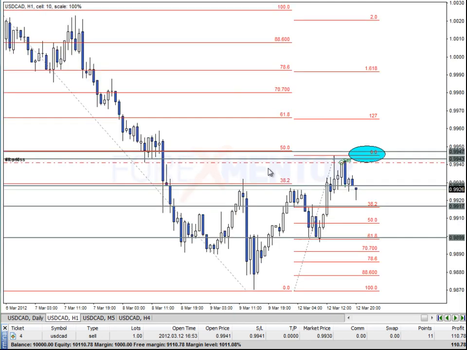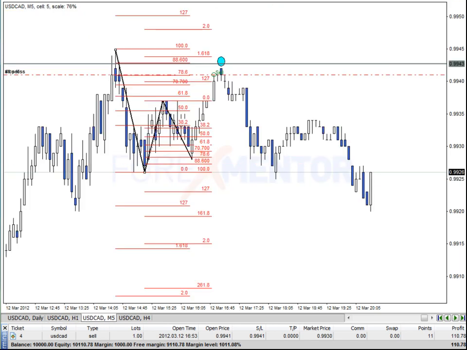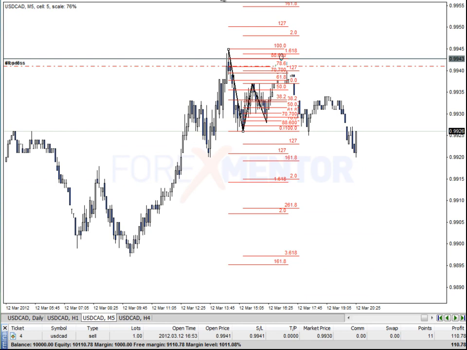Let's have a look at the hourly chart. We've broken through this level right here. That's good for the trade. You want to be a little bit cautious about moving this thing too quickly. We're currently up 11 pips.